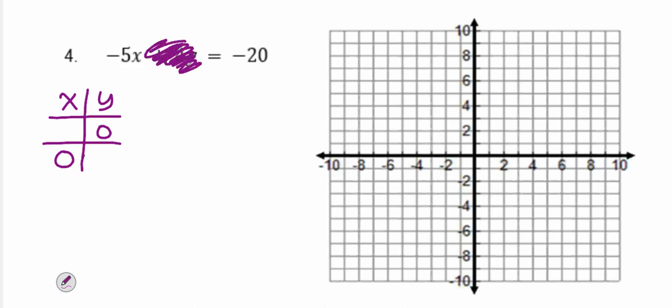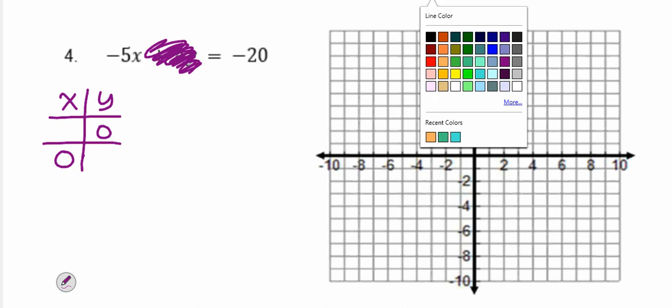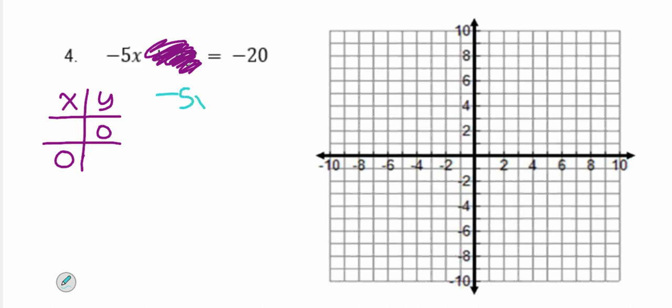I just get rid of it, like it's gone. All right, don't do that on your paper, because we still need to see it. But then that would lead me to write negative 5x equals negative 20. And then I divide both sides by negative 5 and get x equals 4.